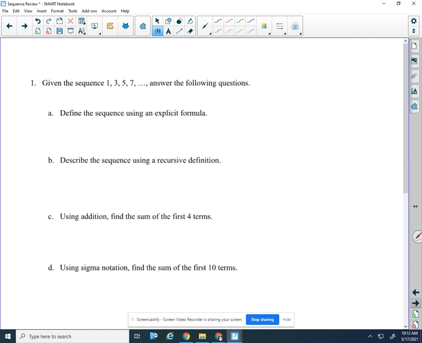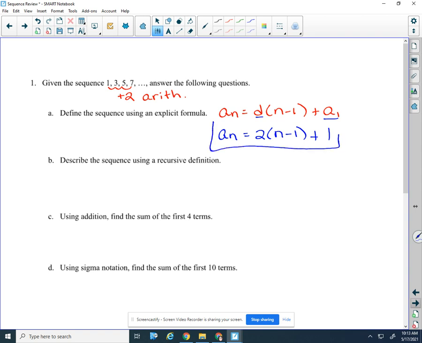So this says, given the sequence 1, 3, 5, 7, answer the following questions. First thing, you got to look and see if it's arithmetic or geometric. Since this pattern is adding 2, it's arithmetic. So part A says, define the sequence using an explicit formula. So the formula for an arithmetic sequence is this. You have to plug in your first term and your common difference, which in this case is plus 2. So our formula is 2 times n minus 1 plus our first term, which is 1. This is our explicit formula.